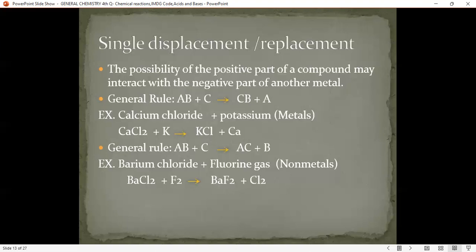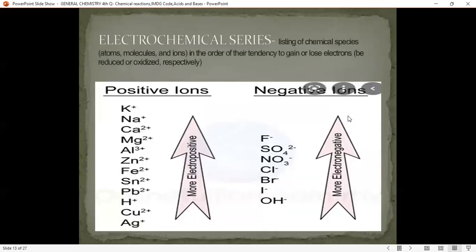Okay, why does this happen? Later on, we will answer that question. So let's take, for example, calcium chloride plus potassium. Calcium here is the metal, chloride or chlorine is the non-metal, potassium is the metal. Okay, so the chemical formula for calcium chloride is CaCl2 plus K. K is the symbol for potassium. It will yield KCl plus Ca. Okay, so why does this happen? Let's proceed to the next slide.